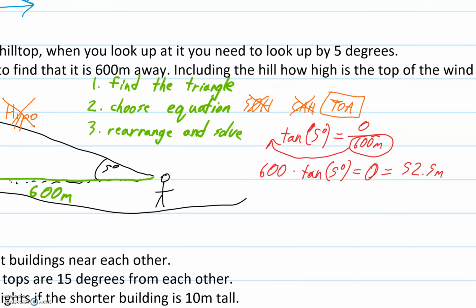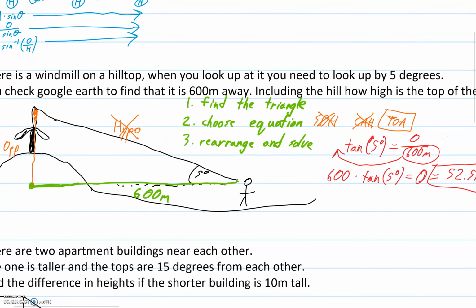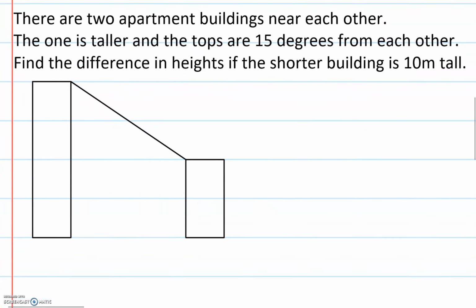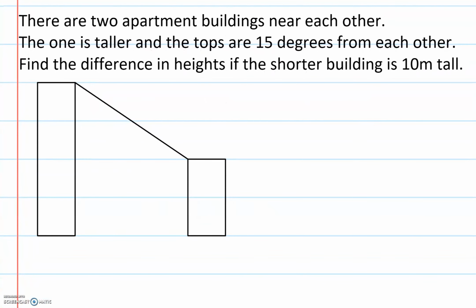All right, so this is a somewhat basic question because there's only one triangle. This question is going to be a little bit more challenging. Let's take a look. There are two apartment buildings near each other. The one is taller, and the tops are 15 degrees from each other.